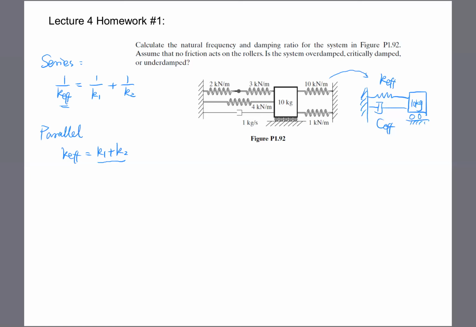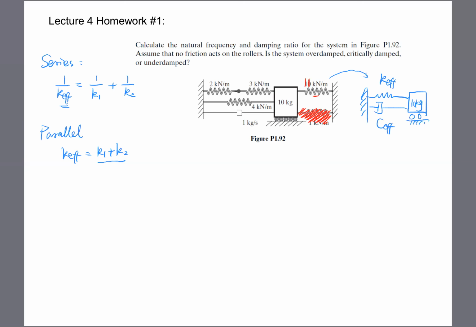Okay, so let's first look at these. Let's first look at the springs on the right. These two, they're definitely in parallel, right? So we just sum these two values together. It becomes 11.